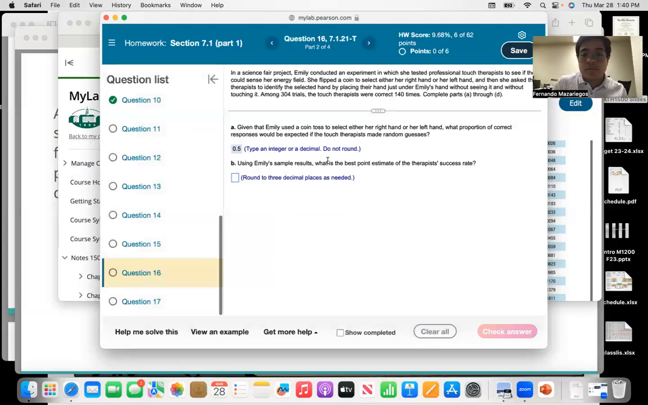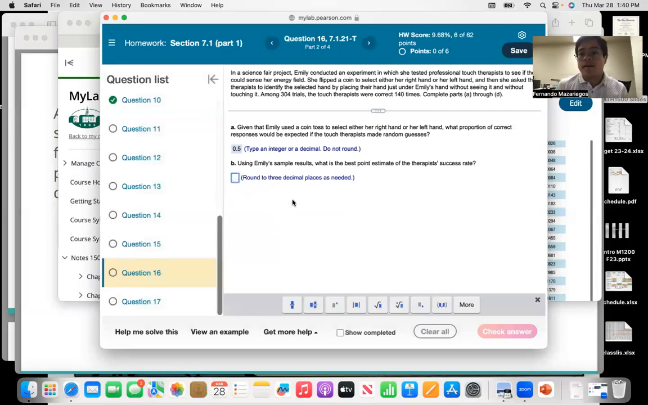Part B, using Emily's sample results, what is the best point estimate of the therapist's success rate? So remember, the best point estimate for a population proportion is the sample proportion. That means we calculate the proportion in the sample that we have. So how many successful therapists did we have in this experiment? 140. And how many attempts did we have total? 304.